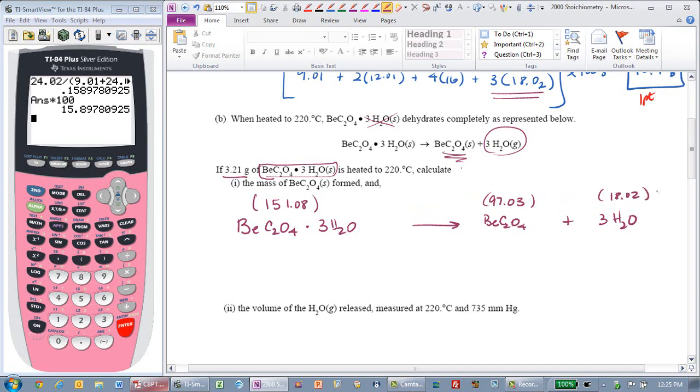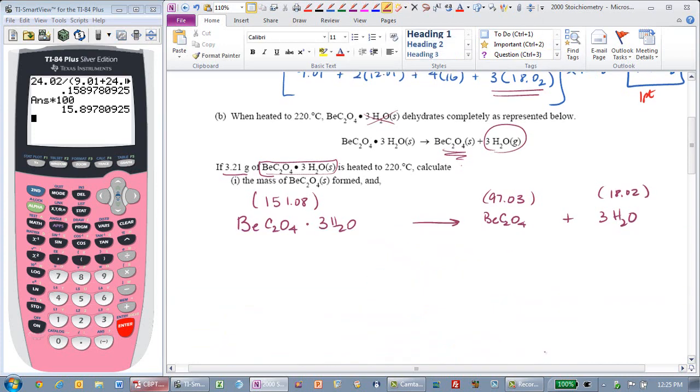So pause me if you need to go verify those molar masses. I'm going to scoot down because I need a little more room. All right, so that's my mole to mole then. This is balanced, right? 1 to 1 to 3. So that's my mole to mole ratio.